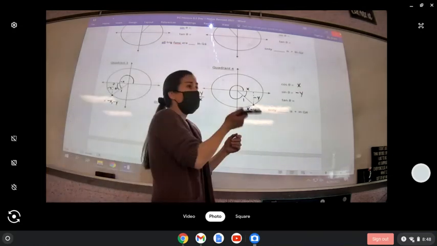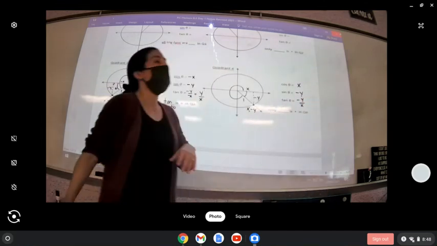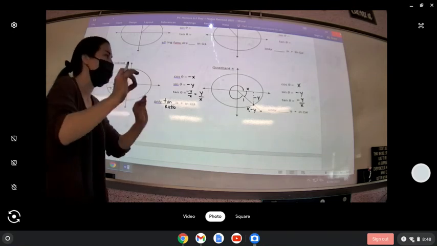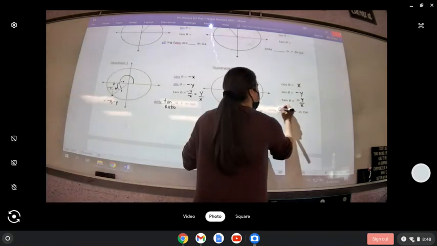And then tangent, again, sine over cosine, that's negative y over x. So look who only gets you a positive ratio for an angle in quadrant 4. Only cosine. Only the cosine ratio produces you a positive ratio in quadrant 4.